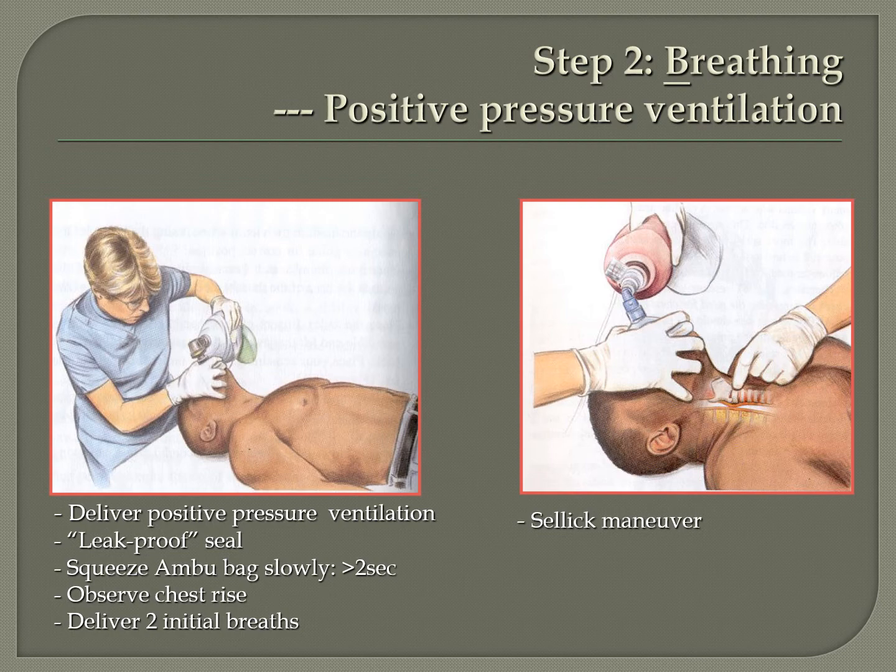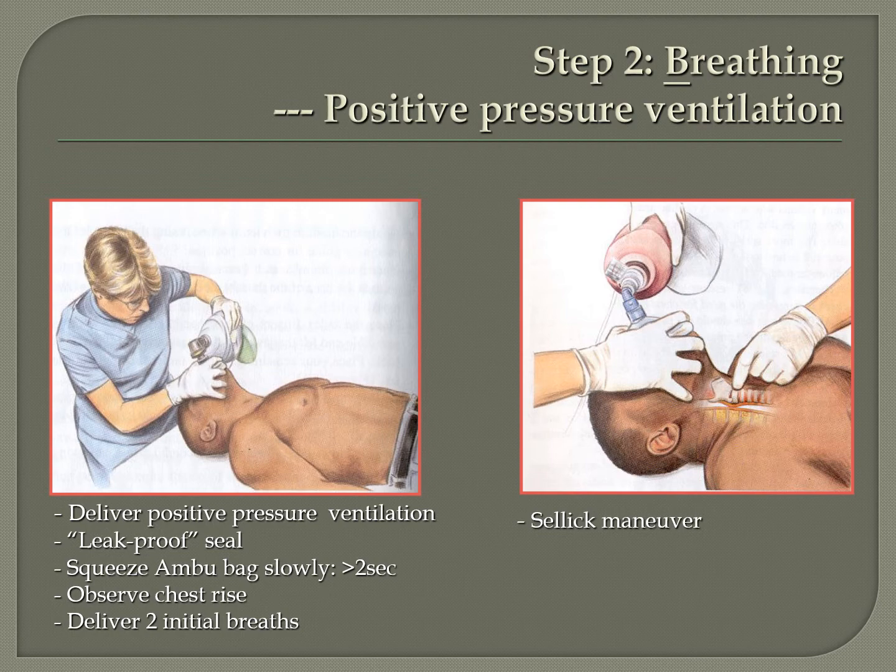Leak proof seal, how do they do it? A perfect C: the index finger and thumb are put on the mask in a C, and the three fingers, the middle, ring and little finger, rest on the mandible. You can see in the second diagram how, with the right hand, they cover the mask with the thumb and index finger and the three fingers support the mandible. That's the lead C. Squeeze the Ambu bag slowly for 2 seconds, observe the chest rise and deliver the initial breath.